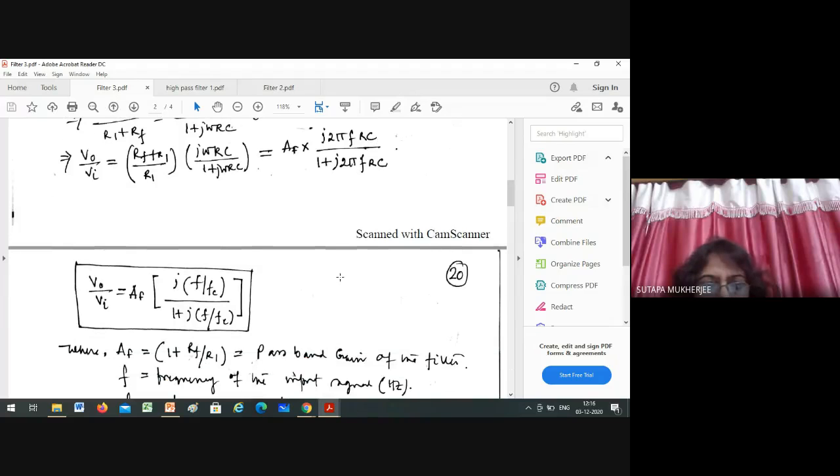না ম্যাম এবারে করেছি। V0 by Vi equals to F, এবার যে কমন নাও, F by FC, যেটা নাইনা বলছিল 1 plus J into F by FC. Basically you have to come in this way because after that you will be able to explain this is high pass or low pass, right না?